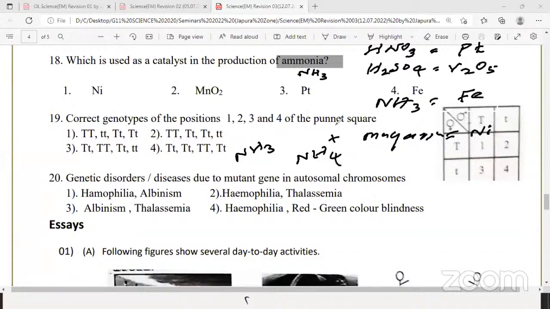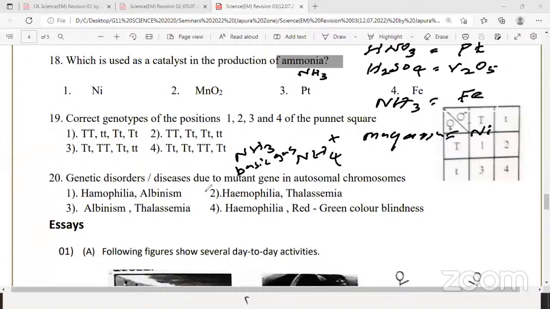Most of the gases that you come across in your syllabus are either neutral or acidic. But this is a basic gas. If you don't write it, this is a basic gas which turns red litmus into blue. Basic gas converts red litmus into blue. So the answer is the 4th.